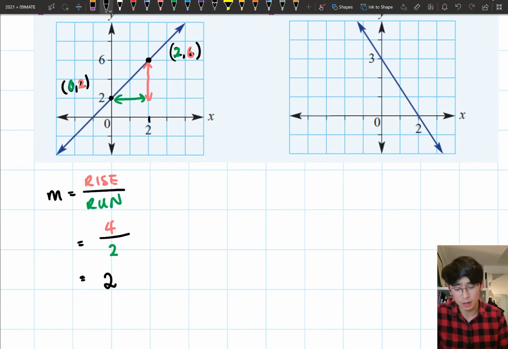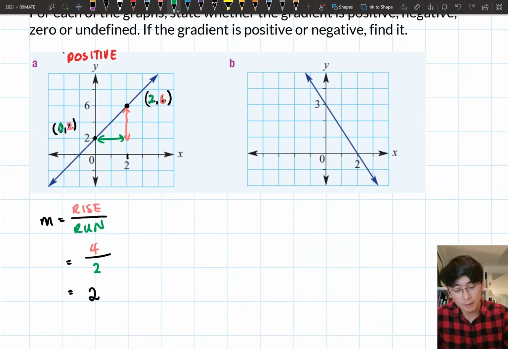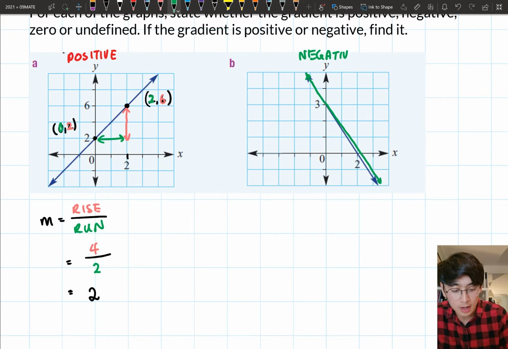Okay, let's have a look at the next one, part B. If you have a look at this one, what type of shape does it have? We go from top left to bottom right for this one, which means that this is a negative gradient. Okay, so because it's a negative gradient, we actually need to go find it.